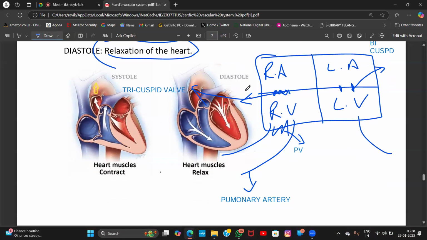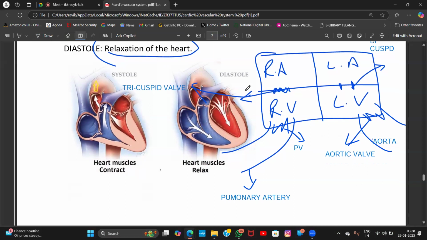Between the left ventricle and aorta, there is a valve present. The valve is called the aortic valve. Which one? Aortic valve. Okay, between the left ventricle and aorta, the valve is called the aortic valve.